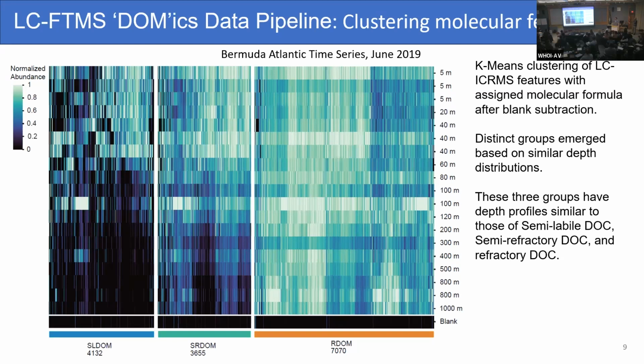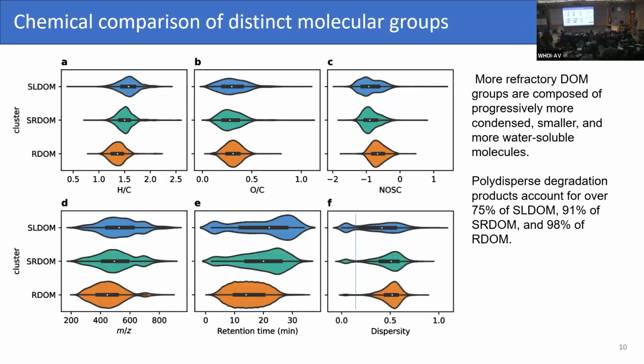So using some k-means clustering algorithms, we're able to group them into distinct groups based on their spatial distributions. And this figure floored me because when I saw it, it immediately reminded me of that figure of semi-labile, semi-refractory, and refractory organic matter, right? Which is basically what these different molecular components represent. And so now we have thousands of molecules that belong to each of these distinct classes. So what can we do with that? We can start to compare their molecular properties.